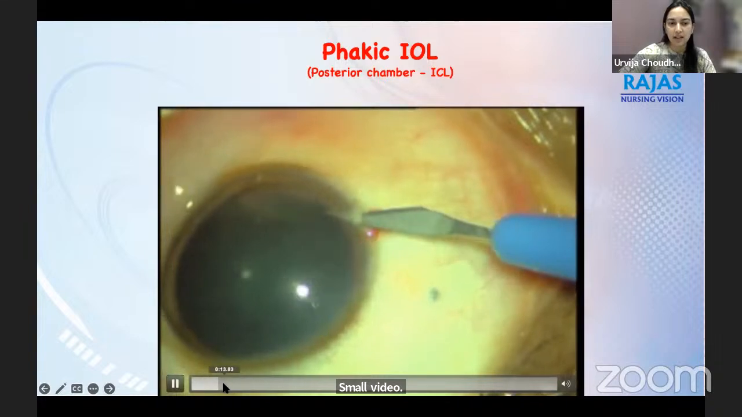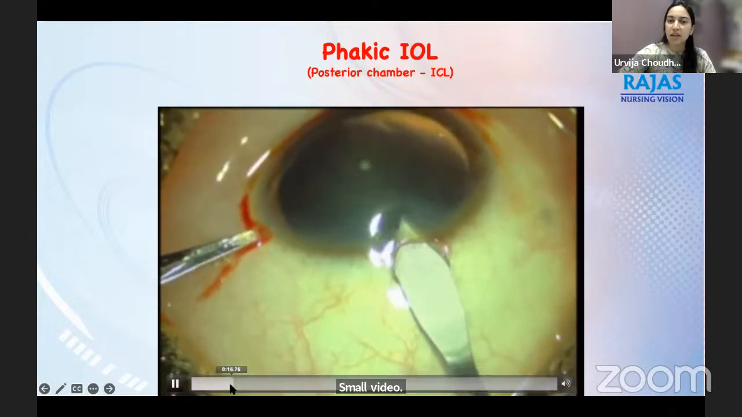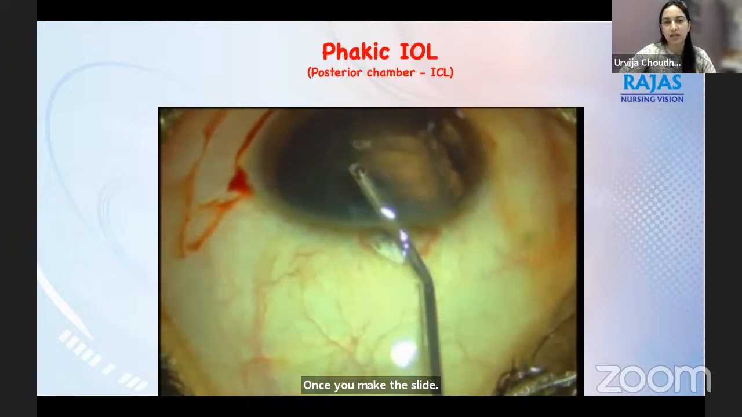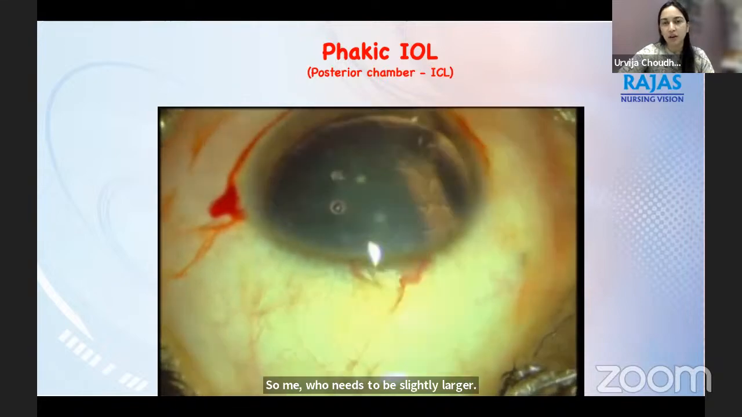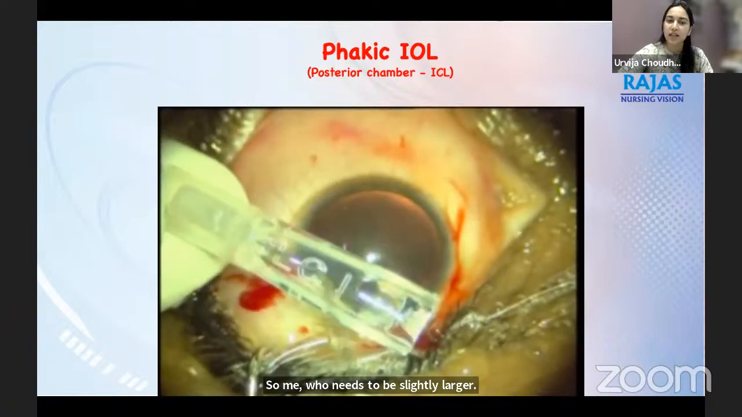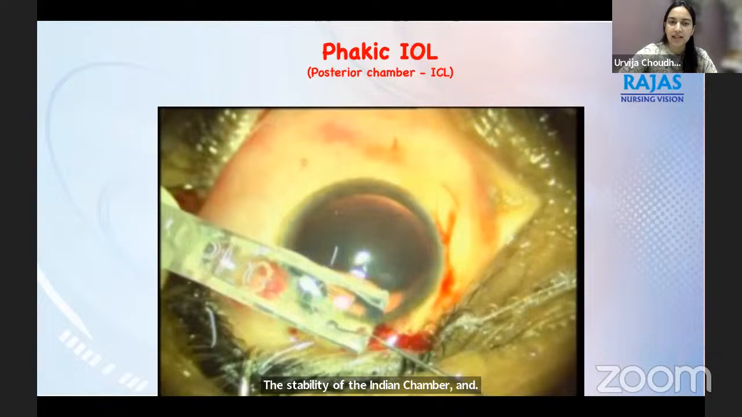Once you make the side ports, the main port needs to be slightly larger, around 3.2 millimeters. Then you inject viscoelastic. It will give a better stability of the anterior chamber and it will be easier to remove after the ICL is implanted.